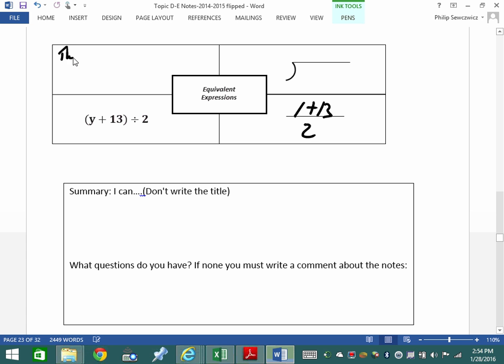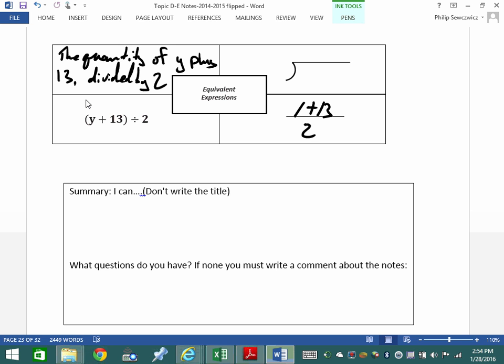So we can say the quantity of y plus 13. I'll put a little comma to let me know we're going to pause here, and then we can say divided by 2. That pause is important because otherwise we're not sure whether the quantity of y plus 13 divided by 2 means the y and the 13 are being added together, or if it's the y plus 13 and then we do the division sign. So that's what's important out of it.